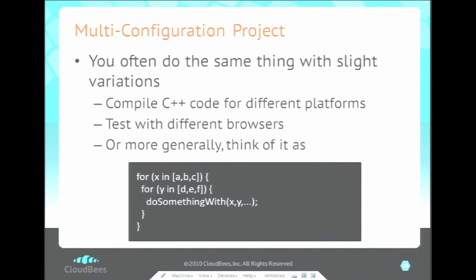So one such common idiom that you often see in Jenkins is this ability to more or less do the same thing with slightly different variations. So maybe, it is very common in C++ projects that they need to be cross-compiled into all kinds of different target platforms. So, and that's one of these things, right? So it's basically running the same build, but on different platforms.